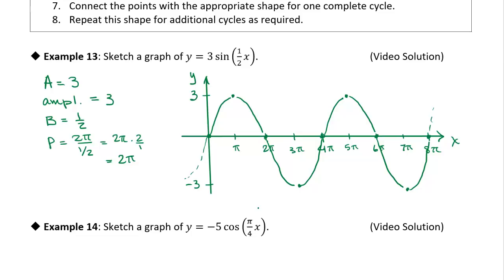And again, I could keep going. I could graph as many periods as I want. This function is a periodic function, and those y values just keep oscillating between 3 and -3 forever. So, all right, let's try a cosine function in the next video.